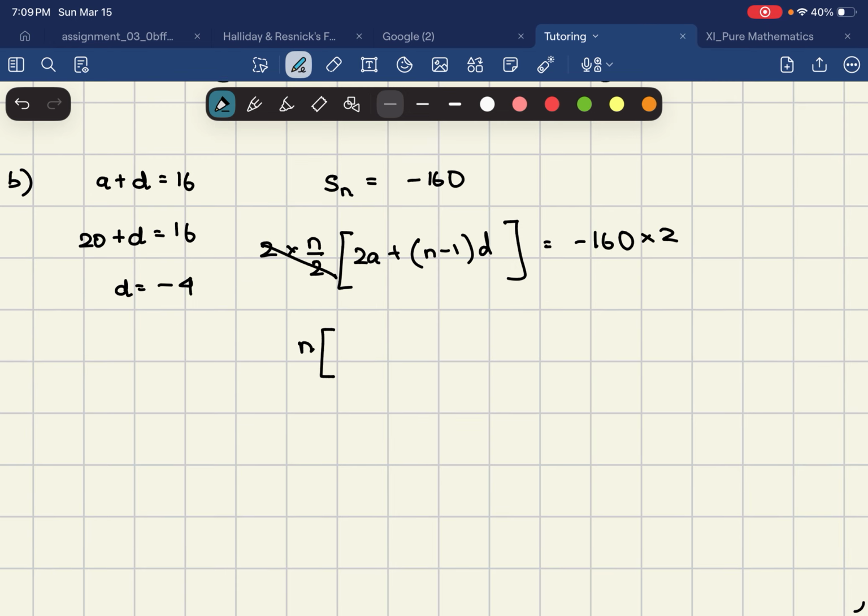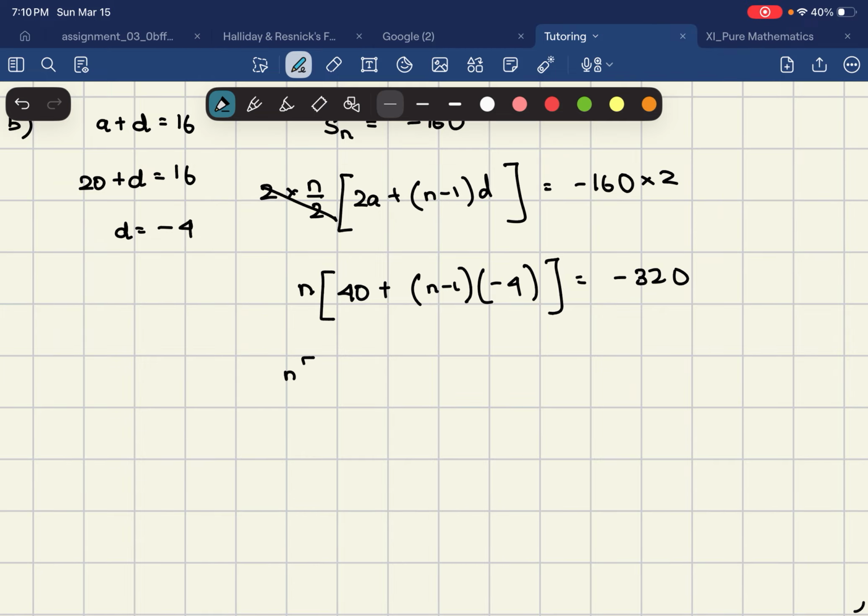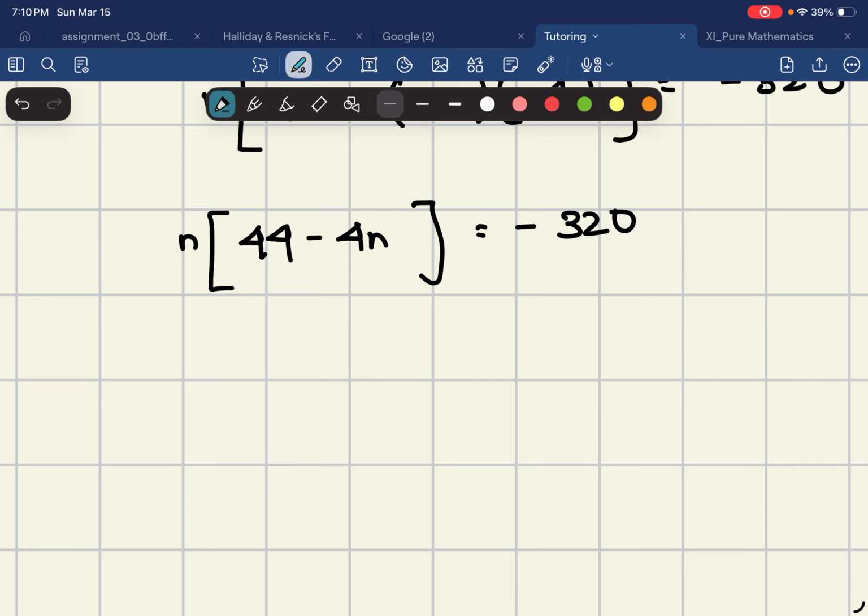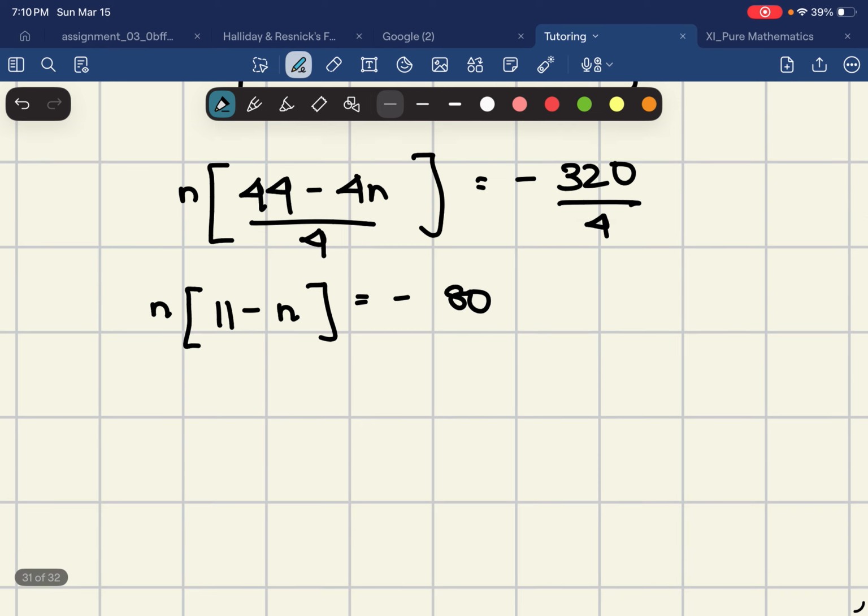So n times, I know 2 times a is 40, plus n minus 1, and I know the common difference is negative 4. That is negative 320. And if I simplify whatever I have inside the bracket, I get 40 minus 4n plus 4. So that is 44 minus 4n, equal to negative 320. And I can actually divide by 4 on both sides. If I divide by 4, I get n times 11 minus n is equal to negative 80.